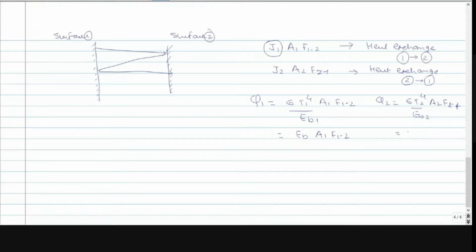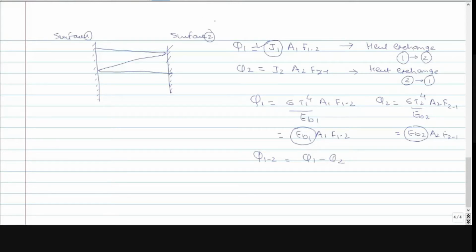So if we can write, then it becomes EB2, here also it is a 1. So we write A2 into F21, it is F21. Similarly, F21. Now, when you consider the non-black surfaces, this EB is converted into J. So this is the same expression of Q1, and this is Q2. Now, after that, we write Q12, which equals Q1 minus Q2.